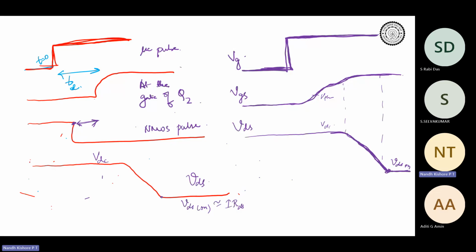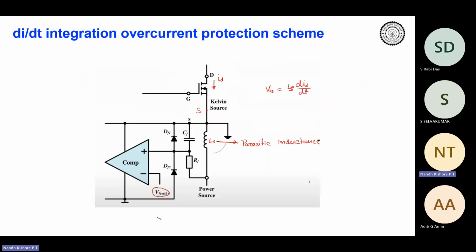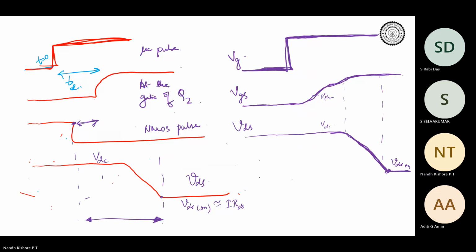So you understand that there is a specific time duration, that is this interval, during which the voltage across the device is very high. VDS is very high. Is this fine? Yes, sir. Okay. So now let's analyze the DC circuit during this interval.